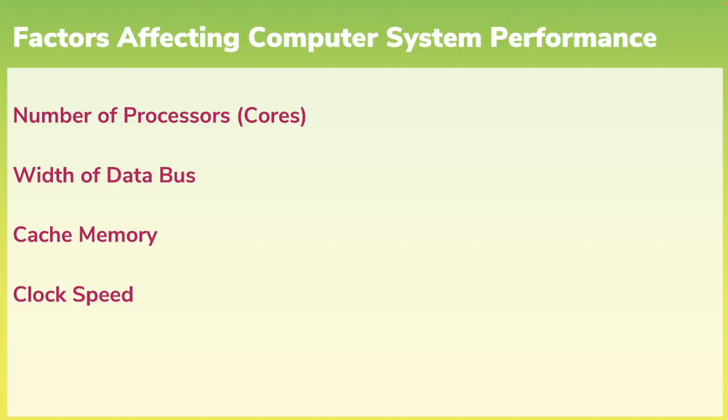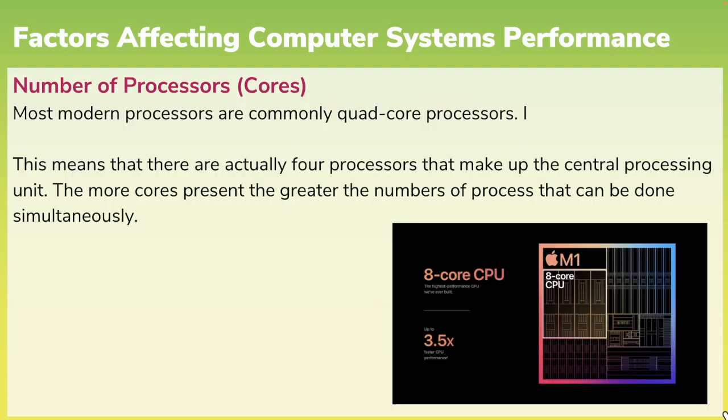So now we've looked at the fetch execute cycle, let's now consider factors that can affect the performance of a computer system. Most modern processors are commonly quad-core processors. Increasingly within smartphones and tablets, we're also seeing octa-core processors. This means that there are actually 4 or 8 processors that make up the central processing unit. The more cores present, the greater number of processes that can be done simultaneously. This is known as parallel processing, as multiple different processors can process different tasks at the same time.